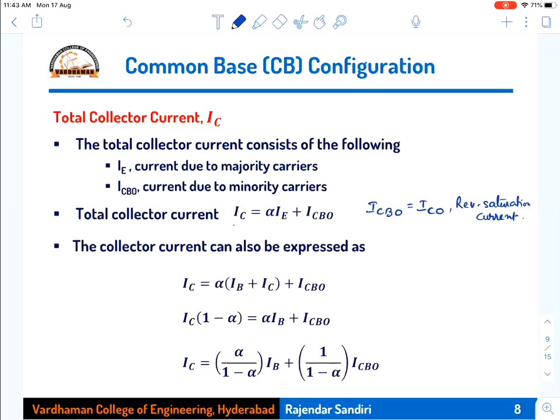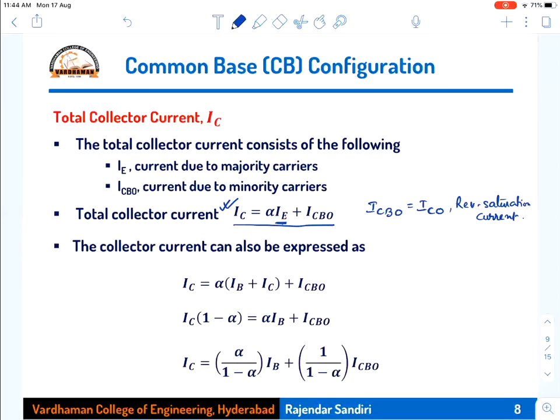So we know already IC is equal to alpha IE plus ICBO. Now I can even write this is also one expression for the output collector current in common base configuration. I can even represent this in terms of IB also. Okay, I have represented IC in terms of IE.